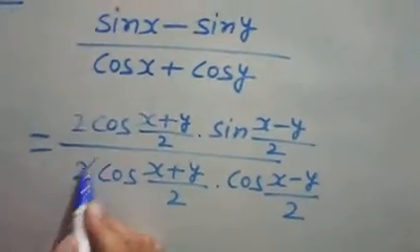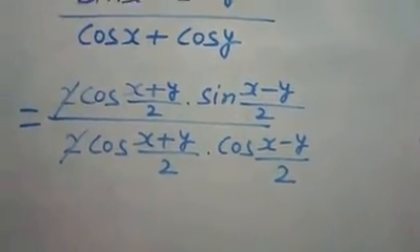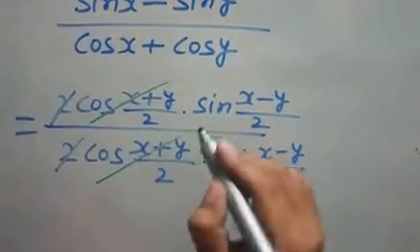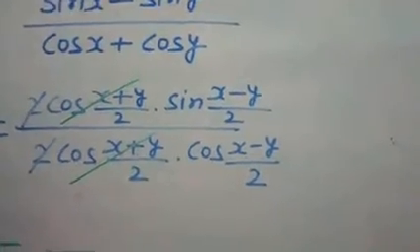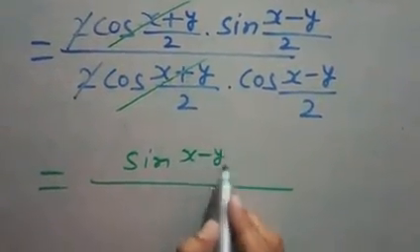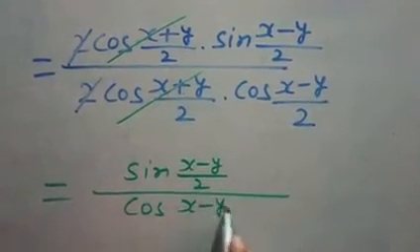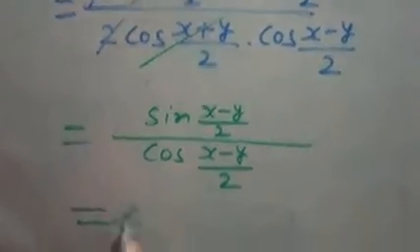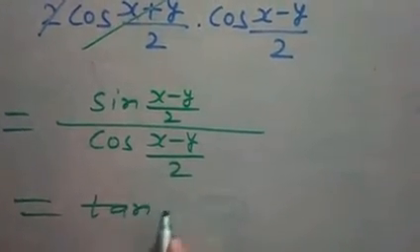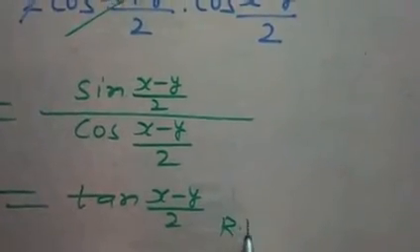Now you can see these two cancelled out, and this is the same, this is also cancelled out. So we are having in numerator sin((x − y)/2), and in denominator cos((x − y)/2). Now you know that sin theta upon cos theta is tan theta, so here that will be tan((x − y)/2), and that is our right hand side.